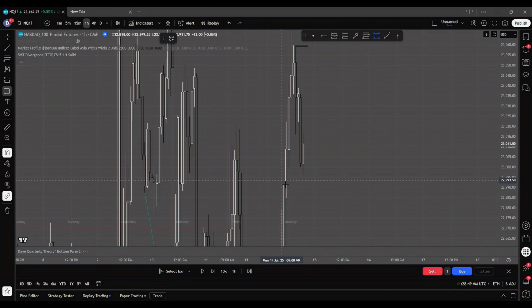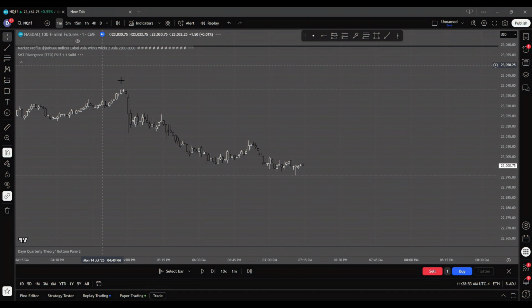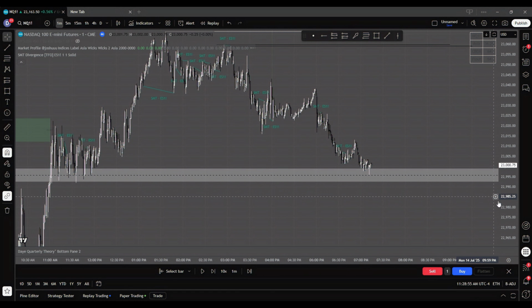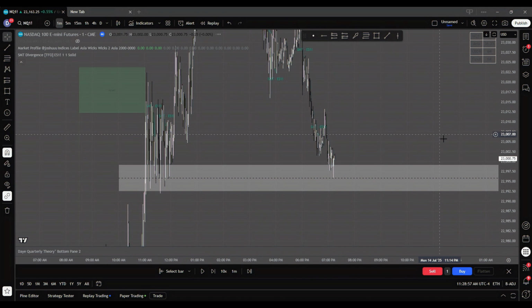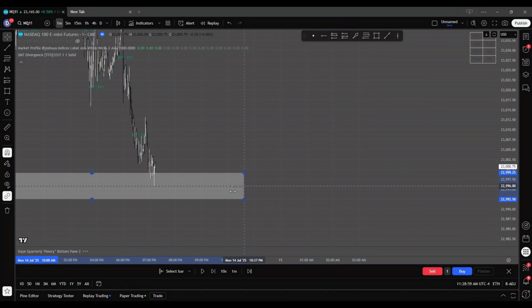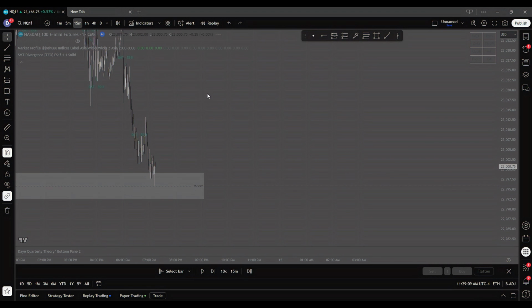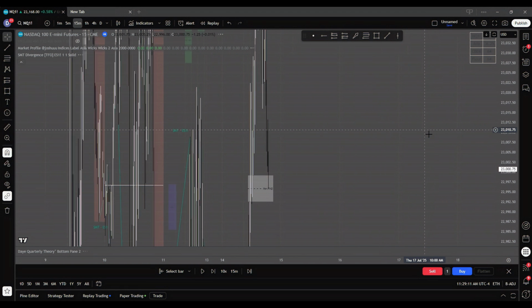When we scale to the 1 hour time frame, we see that price taps this 1 hour fair value gap CE. Now that is a pretty good reaction. That's pretty significant internal range liquidity. So we tap that 1 hour fair value gap.